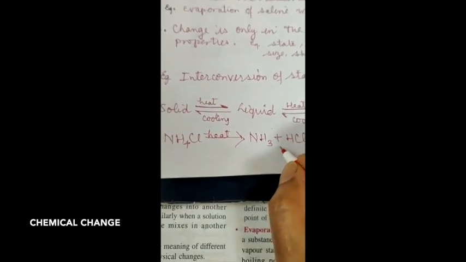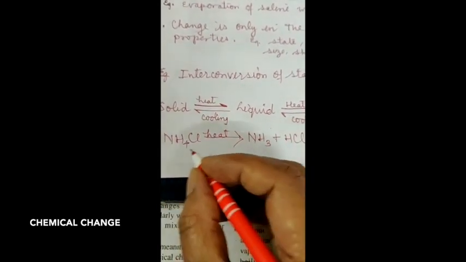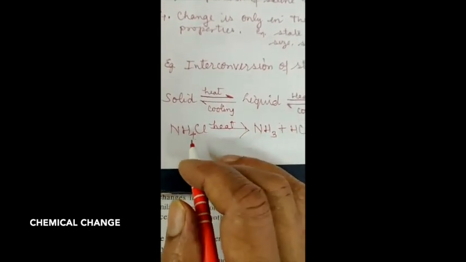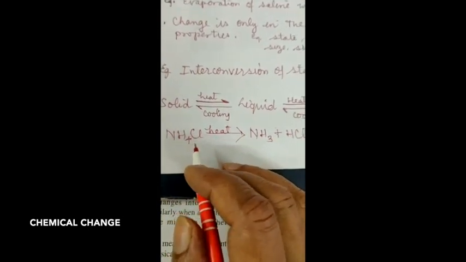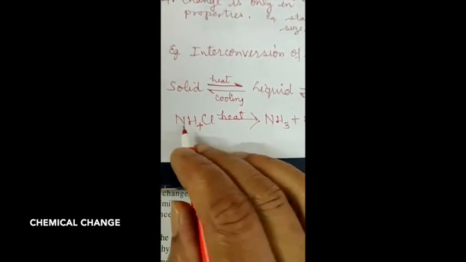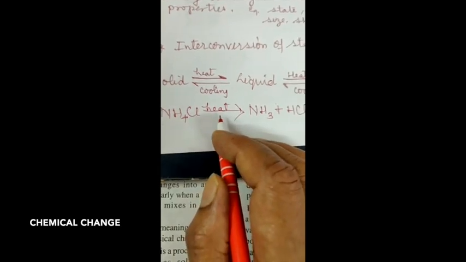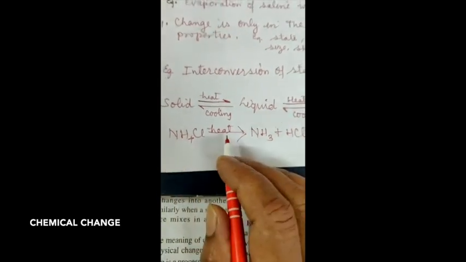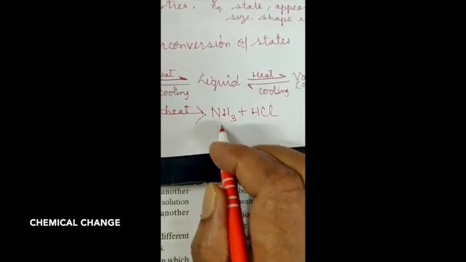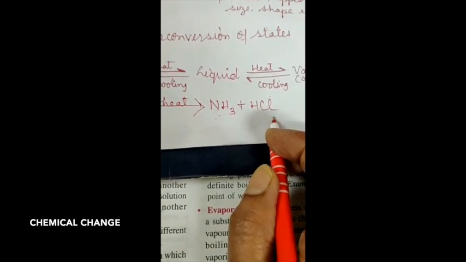So though it seems to be purely a physical change, a chemical change also takes place simultaneously. Solid ammonium chloride on heating gets converted to gaseous ammonium chloride, but a part of it gets converted to two new substances: ammonia, a gas, and hydrogen chloride, another gas.